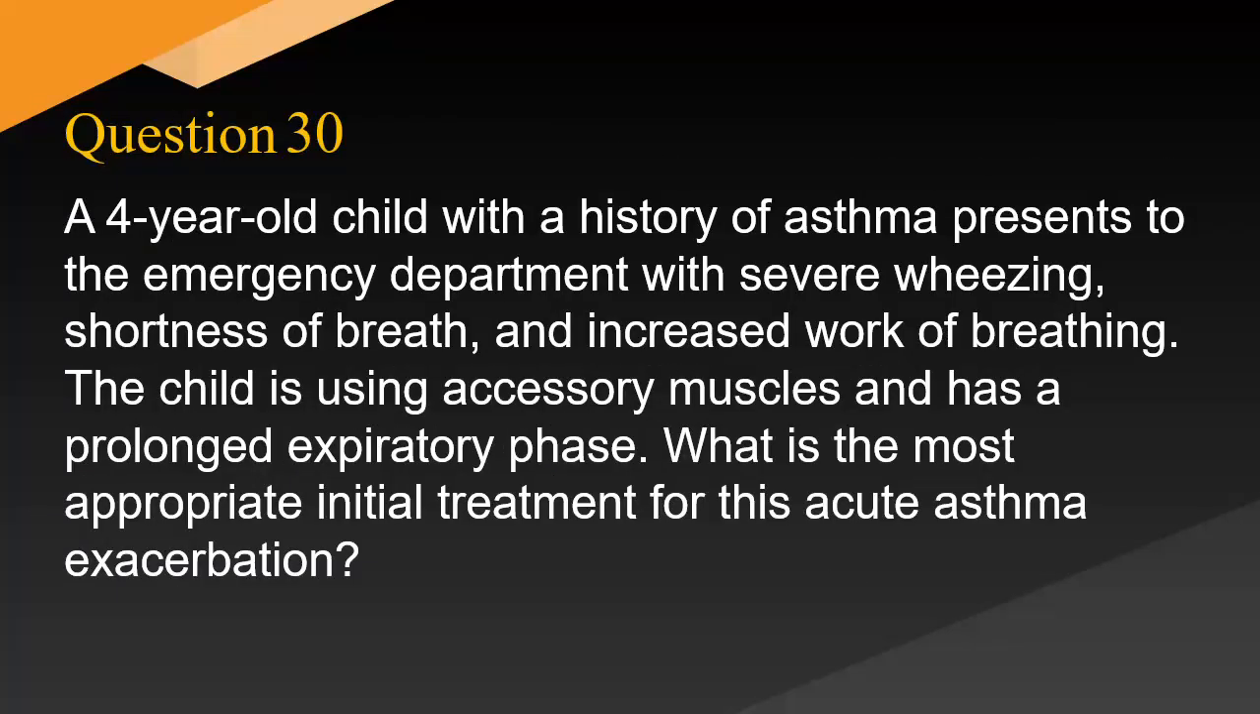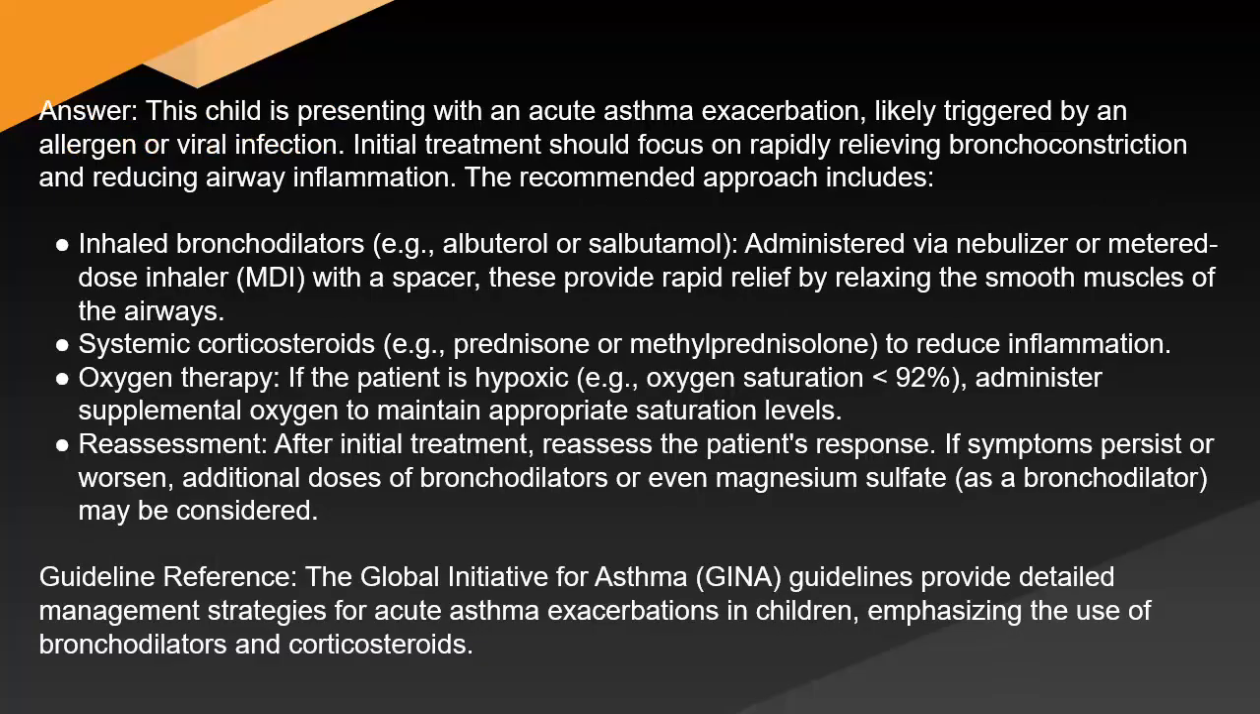A 4-year-old child with a history of asthma presents to the emergency department with severe wheezing, shortness of breath, and increased work of breathing. The child is using accessory muscles and has a prolonged expiratory phase. What is the most appropriate initial treatment for this acute asthma exacerbation? Answer: This child is presenting with an acute asthma exacerbation likely triggered by an allergen or viral infection.